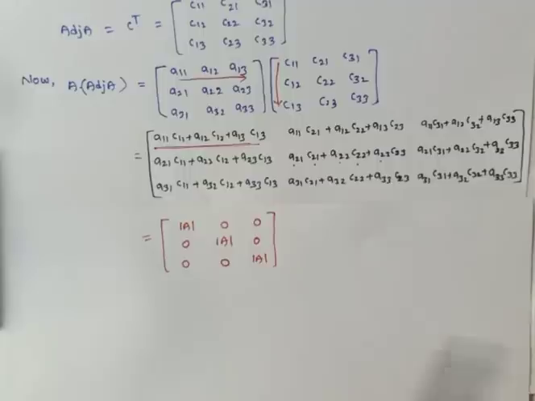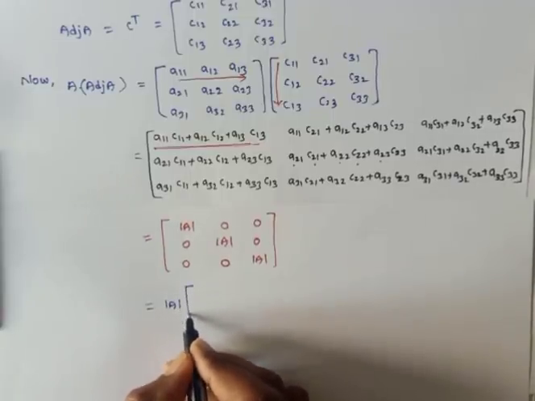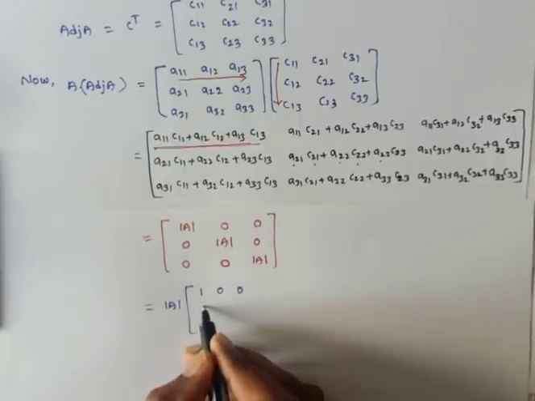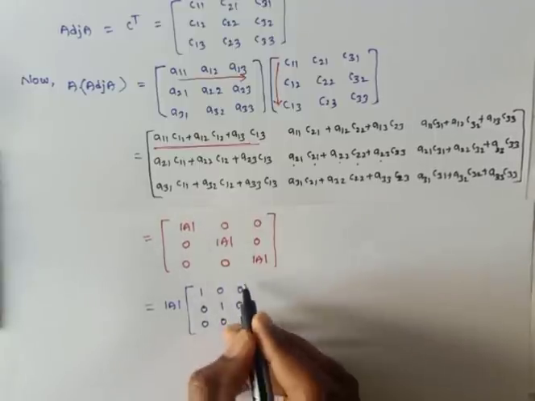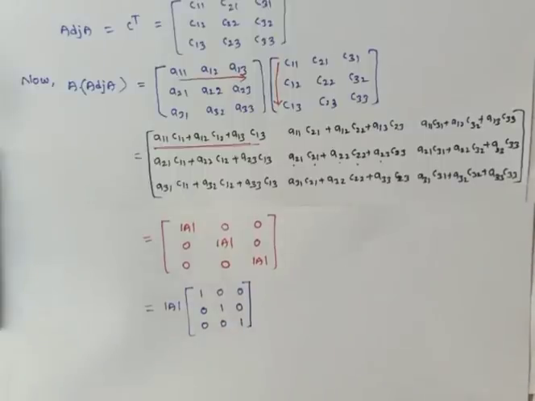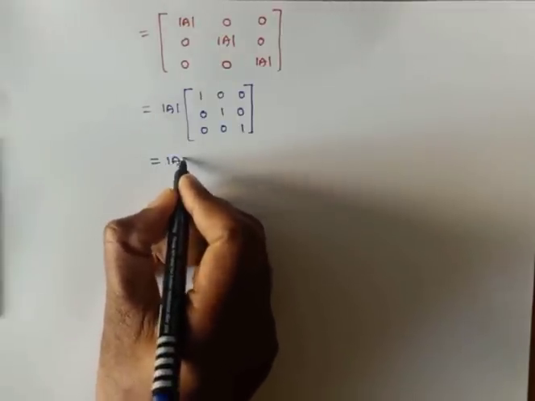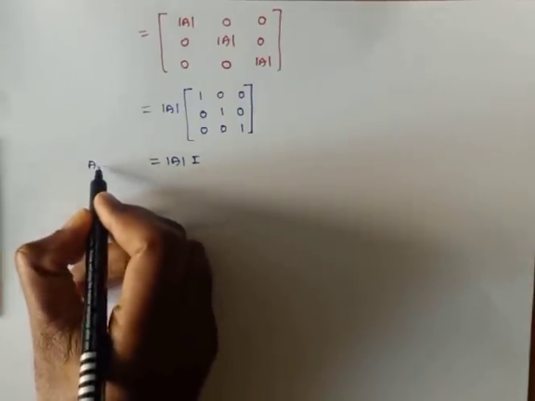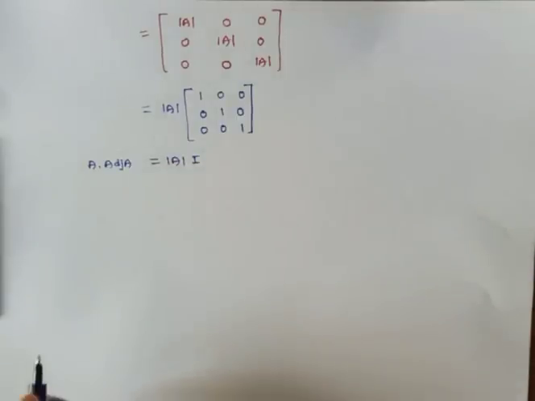Here the determinant of A is nothing but a number, so it is like a scalar matrix. We can write it as det A times the matrix 1, 0, 0, 0, 1, 0, 0, 0, 1. So finally this is det A into an identity matrix. The left hand side is A into adjoint A. A into adjoint A is equal to det A into I.